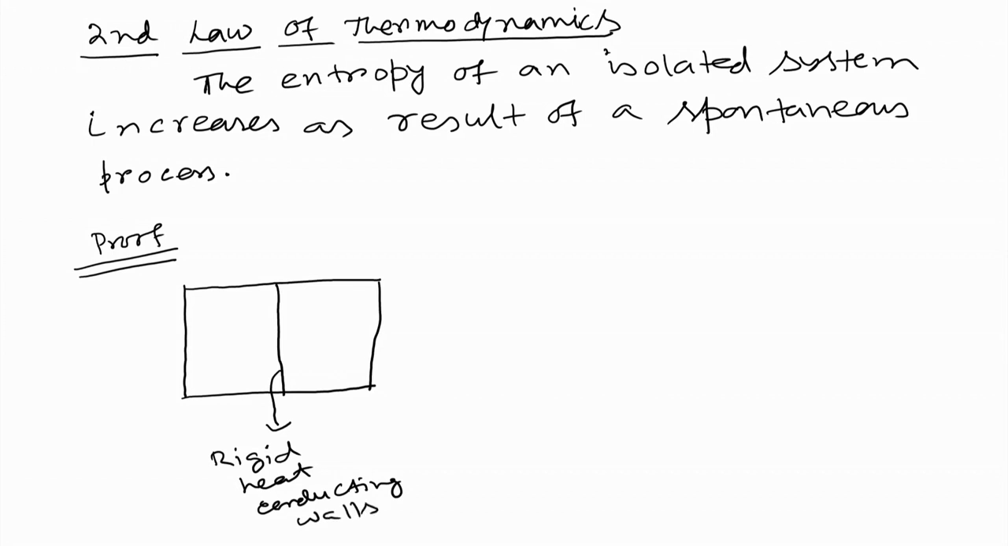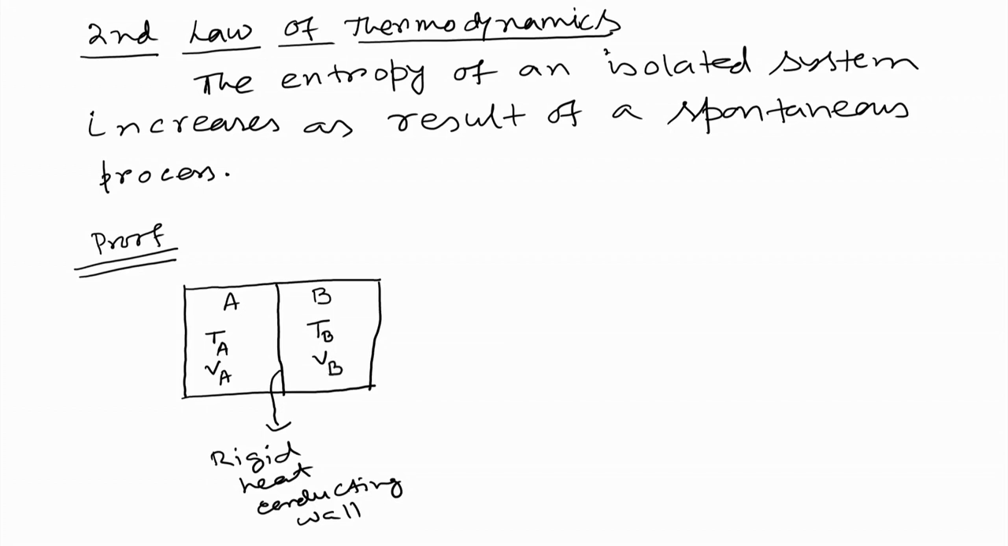So we consider a big container which has two compartments. We say this is compartment A and this is compartment B, and these two compartments are separated by a rigid heat conducting wall. The temperature of this compartment is TA, and its volume is VA. The temperature of this compartment is TB, and its volume is VB.